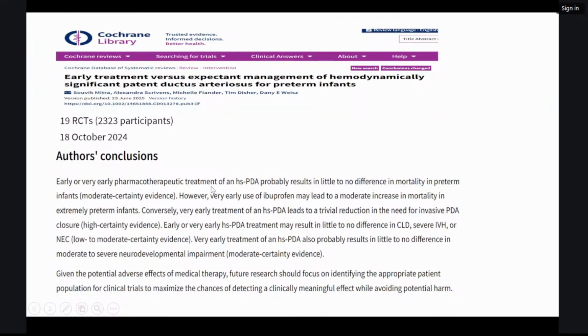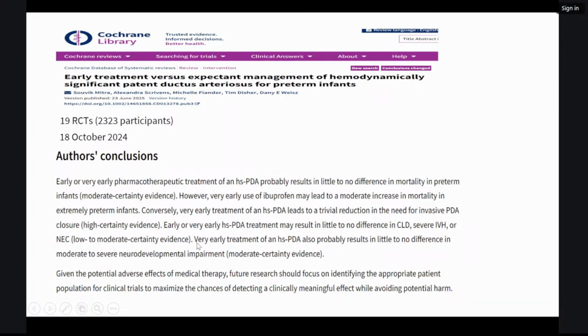From this study, the authors concluded that early or very early pharmacotherapeutic treatment of HSPDA probably results in little to no difference in mortality in preterm infants. However, very early use of ibuprofen may lead to a moderate increase in mortality in extreme preterm infants. Conversely, very early treatment of HSPDA leads to a trivial reduction in the need for invasive PDA closure.